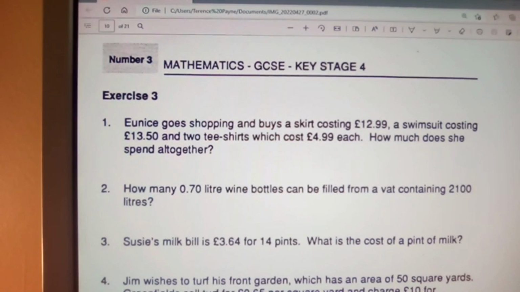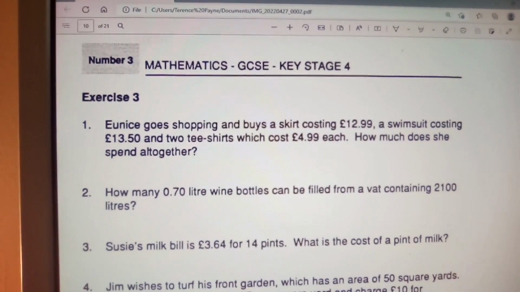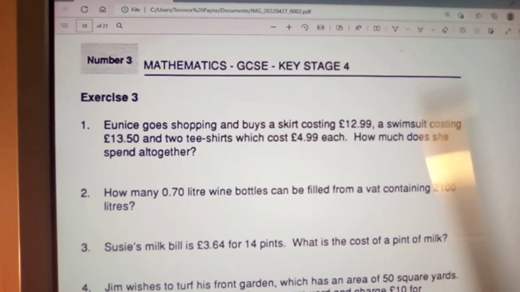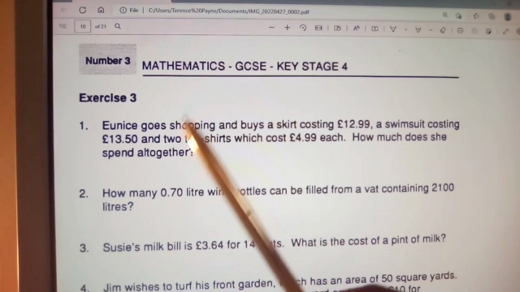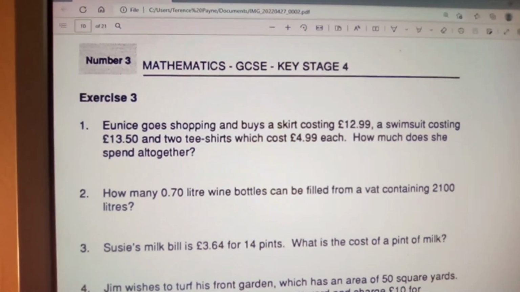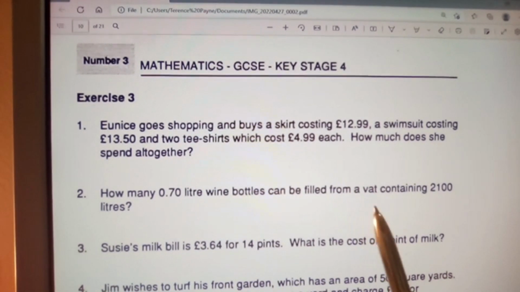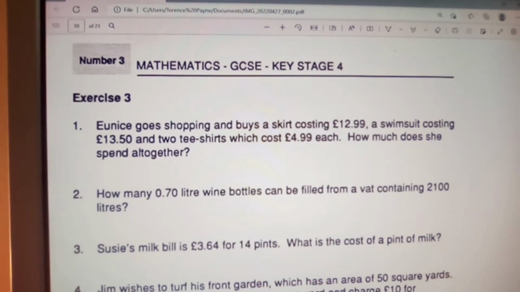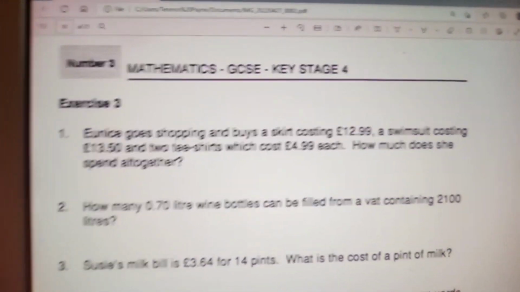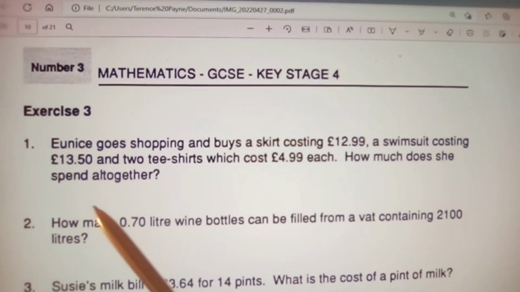What I want to continue with is mathematics GCSE Key Stage 4. And again, we're looking at decimals and fractions, and how we deal with these things when they appear in a given problem. Now, here's a little problem that we have.